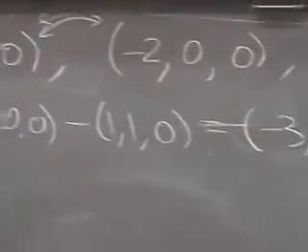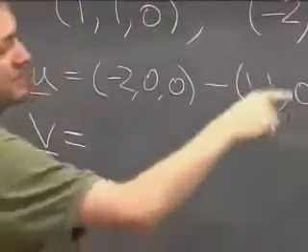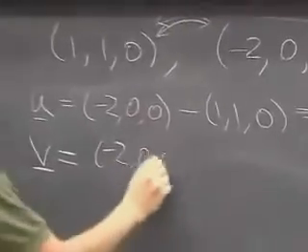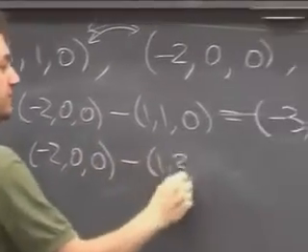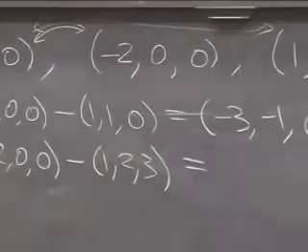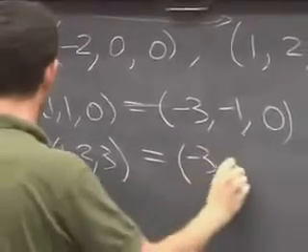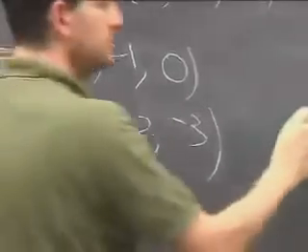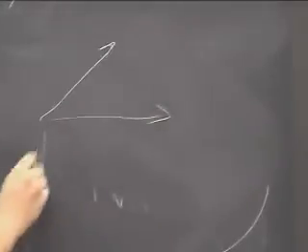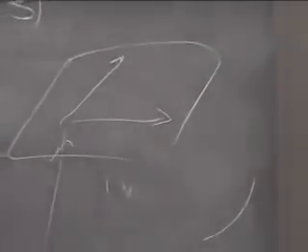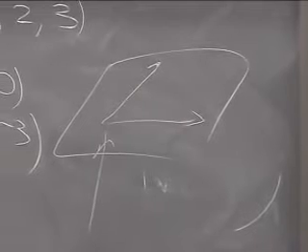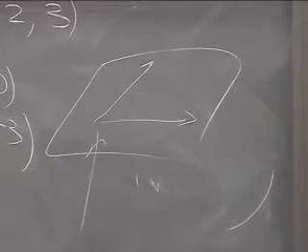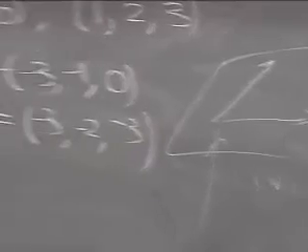Another vector v could be this and this combined. Actually, let's do this and this combined because it's probably a little simpler. (-2, 0, 0) minus (1, 2, 3), and you'll get (-3, -2, -3). So those are two vectors that lie in the plane. Here's the plane. So now what do we need? We need the normal. So they didn't give us the normal, so we're going to have to take the cross product, as you say, to find a normal.